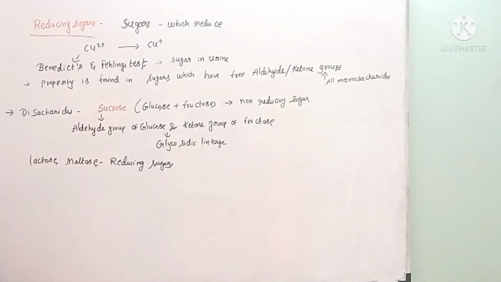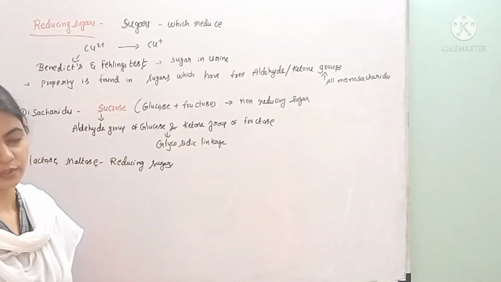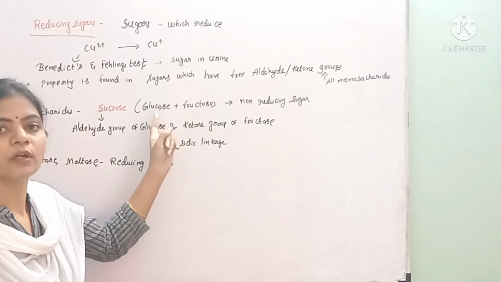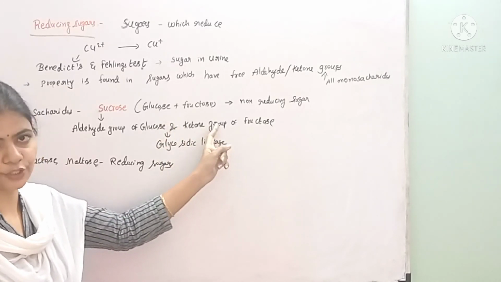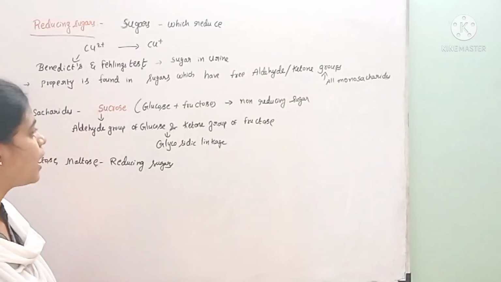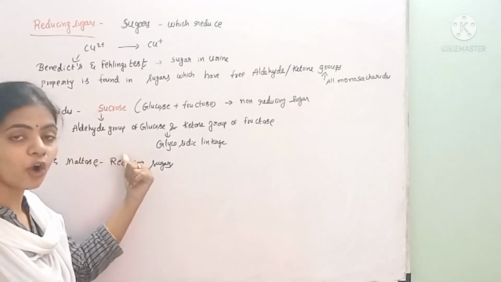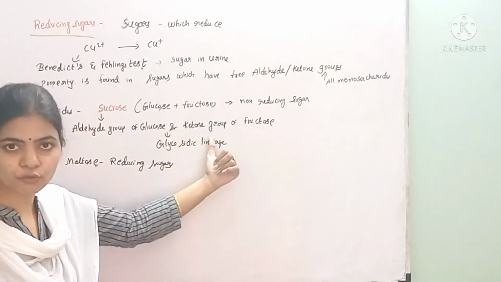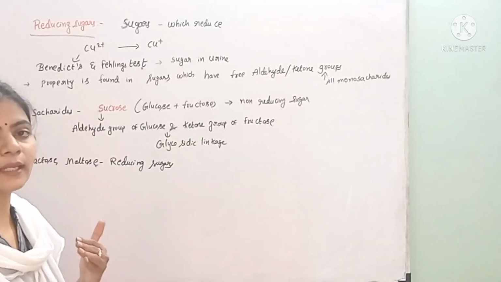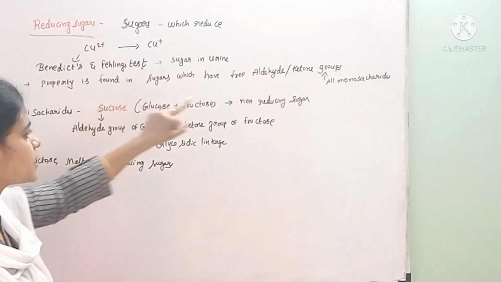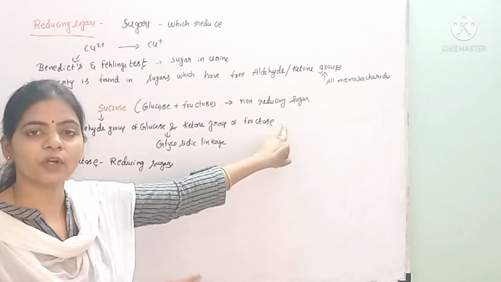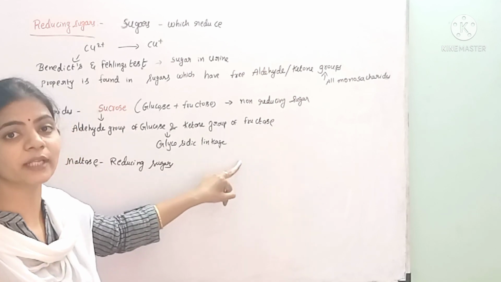But in disaccharides there is one exception, that is in the case of sucrose. Sucrose is a disaccharide made up of glucose and fructose. As we know, glucose is an aldose sugar and fructose is a ketose sugar. Between the two monosaccharides, a glycosidic linkage is formed in the disaccharides. How is this glycosidic linkage formed? Here, the aldehyde group of glucose and the ketone group of fructose both are involved in the formation of the glycosidic linkage. That means there is no free aldehyde or ketone group available. Hence, sucrose is called a non-reducing sugar because there is no free aldehyde or ketone group available. Both aldose and ketose sugars have been involved in the formation of the glycosidic linkage.